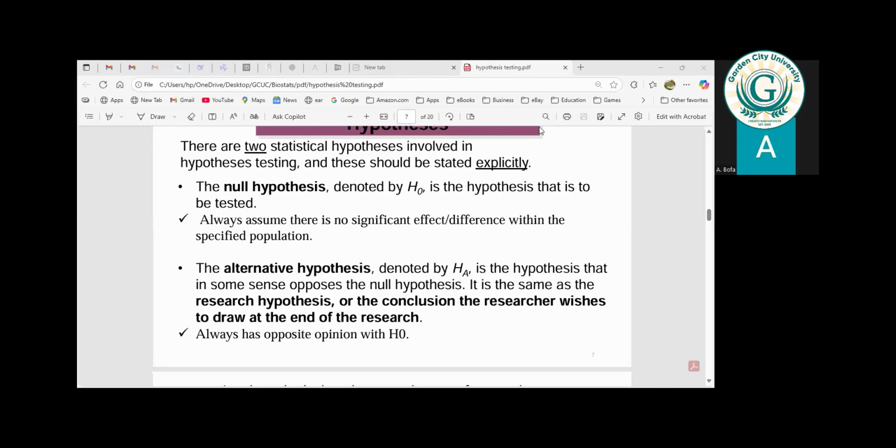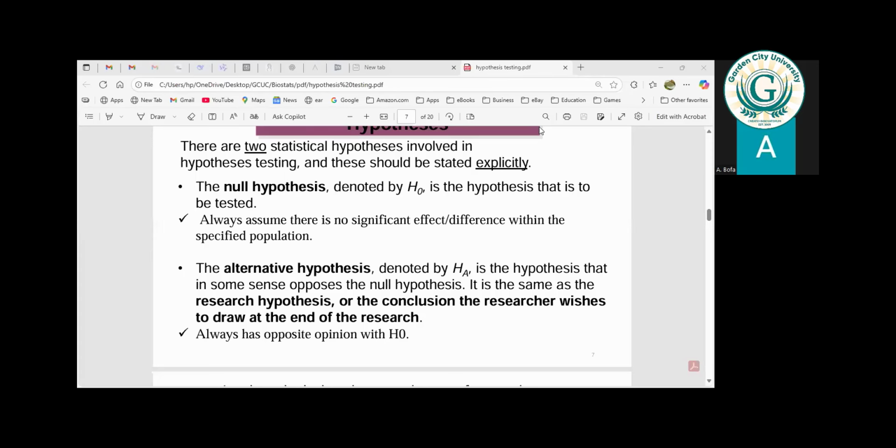And then the alternative is telling us that there is a change. And when there's a change, then we are saying that the percentage of women receiving antenatal care is not the same as 75, or it's not equal to 75. It is not equal to 75. So if it is not equal to 75, then it means that there's a change.